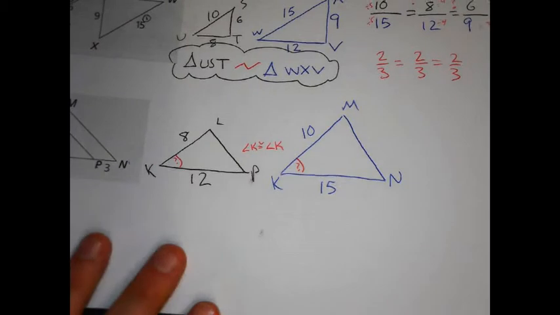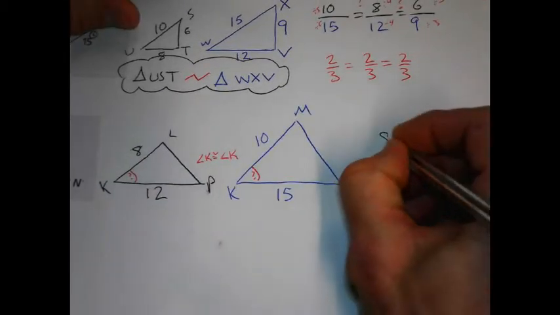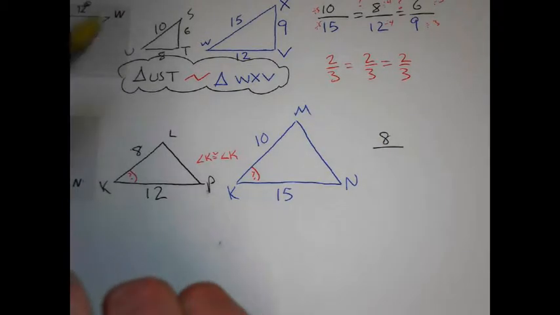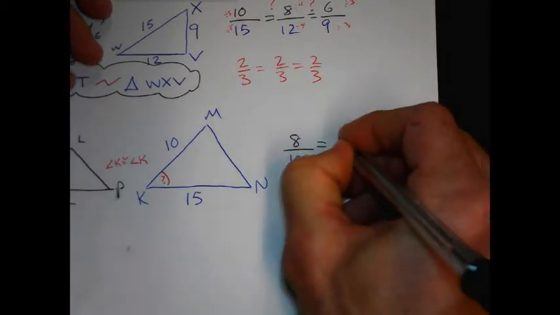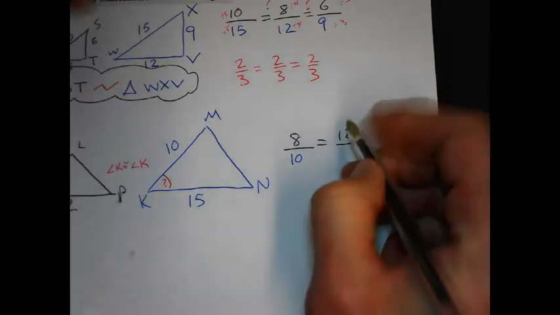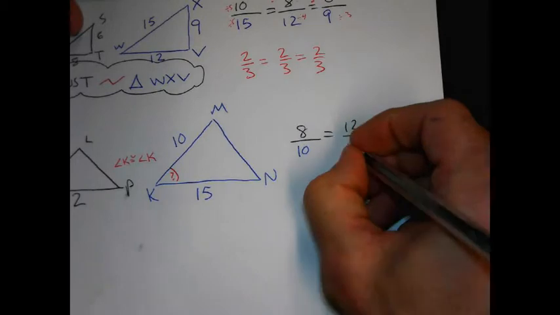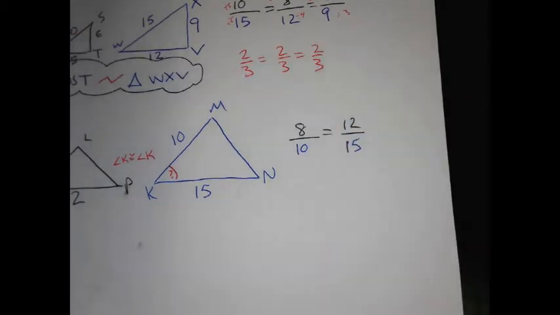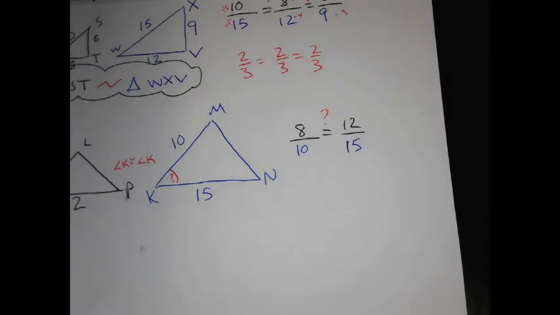Okay, so can we say that? Can we say that 8 to 10 are corresponding sides? Can we say that 8 to 10 is equal to 12 to 15? Can we say that? 12 to 15. So that's the question. Is that a true statement? Okay. So let's figure out.